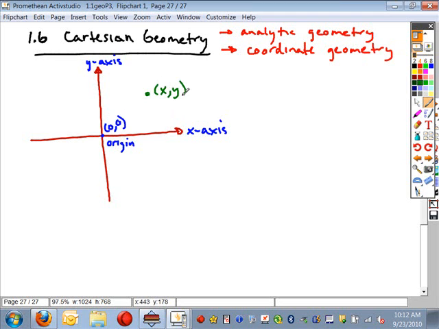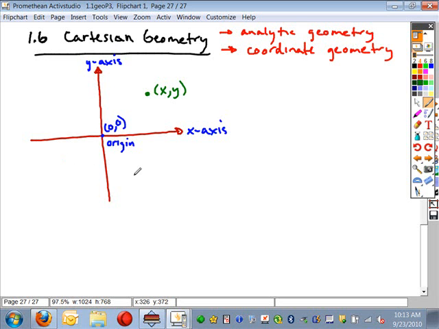Okay, so anything to the right of the origin has an x coordinate that is positive. Anything to the left of the origin has an x coordinate that is negative. Anything above the origin on the y-axis has a y coordinate that is positive, and anything below has a y coordinate that is negative.